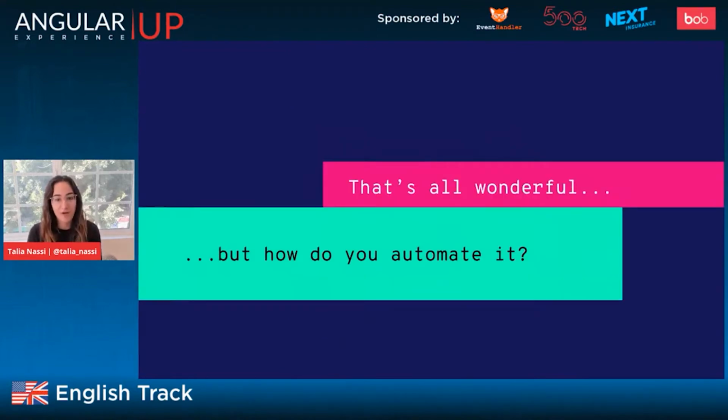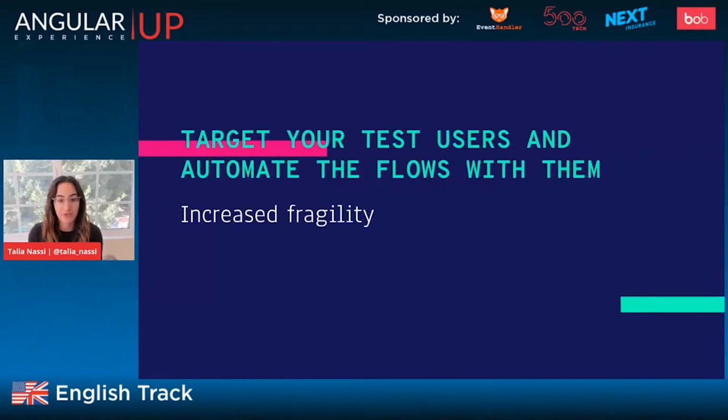And I thought that's all wonderful, this is a great process, but how do you automate it? You can't possibly manually test every feature every time you release. And with feature flags, you have this added complexity. So how do you automate it? There's two options for automation.